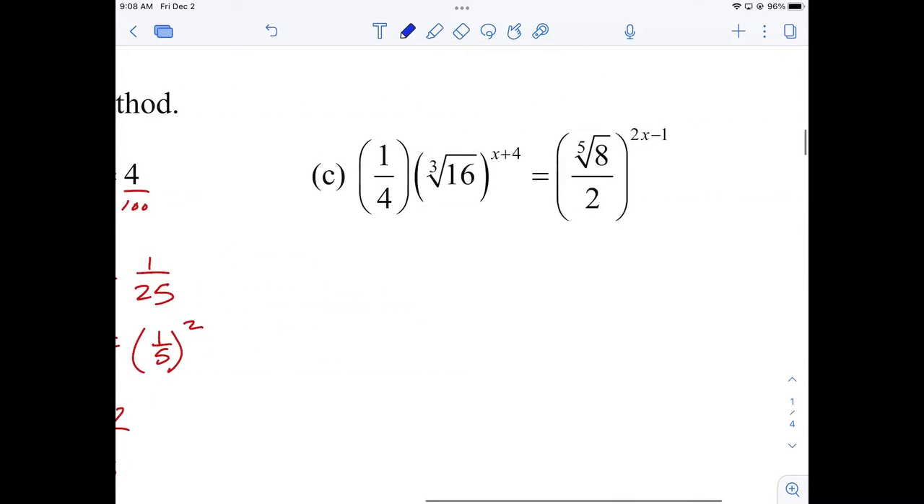Are y'all ready to try this one on your own? Or is this... You can just what? Do it together. Okay. Wow. Yeah. Where do we even start?